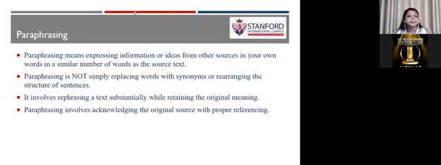Paraphrasing involves acknowledging the original source with proper referencing. Again, you have to put the citations; we have to give the in-text citation. Now, especially in the research context, what are the common things that you see between paraphrasing and summarizing? What are the common features of summarizing and paraphrasing? What are some of the common features?